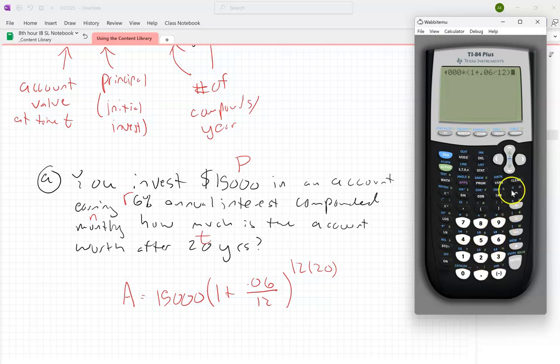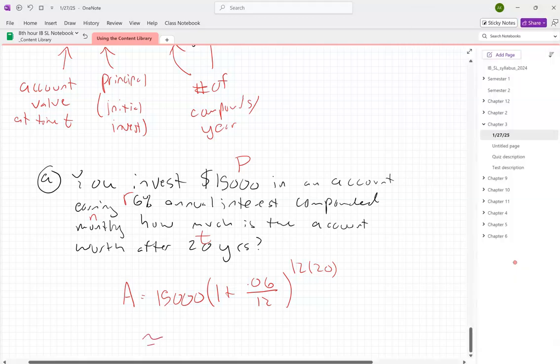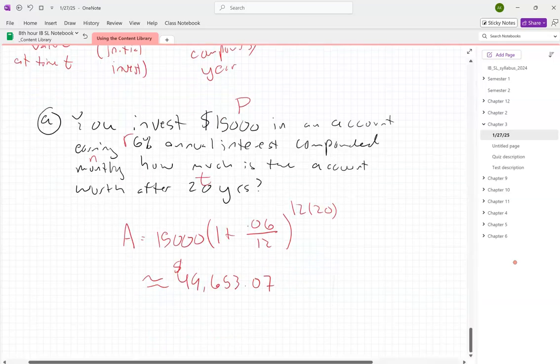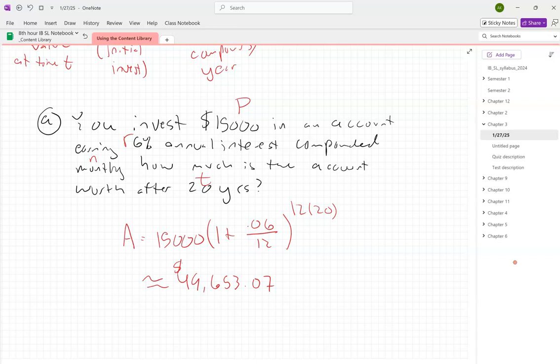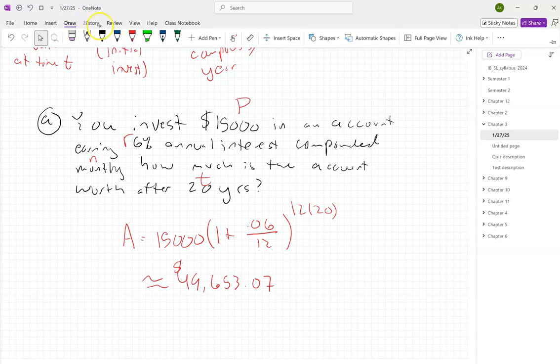You guys kind of remember doing these before in Algebra 2 or pre-calc maybe even. So, $49,653.07. Hey, why didn't I round that to 3 sig figs? It's money, right? We round to the penny for money. Everybody's cool? Money.